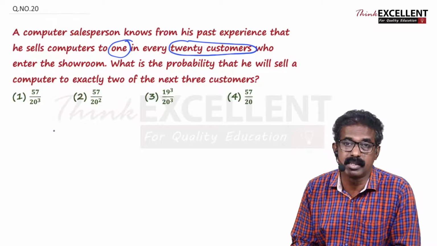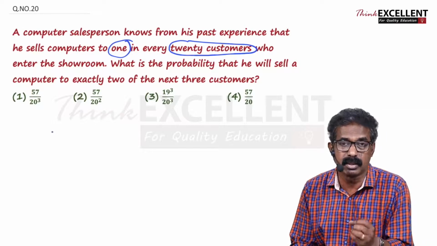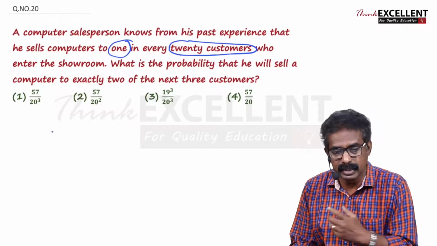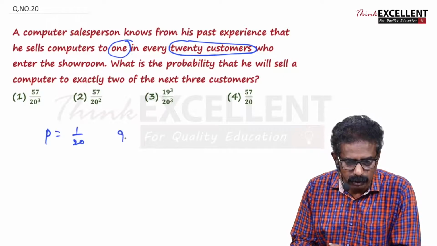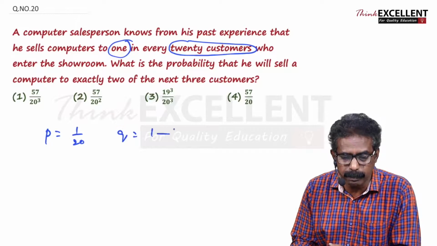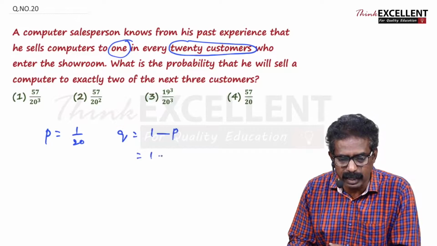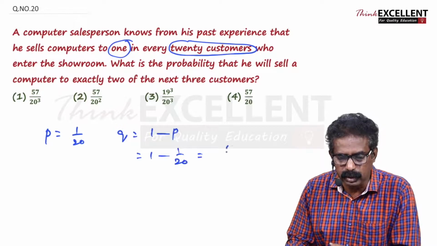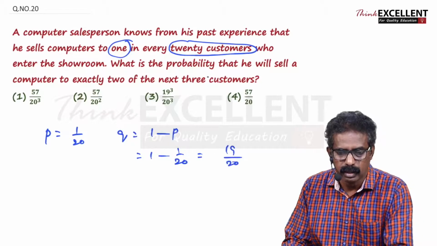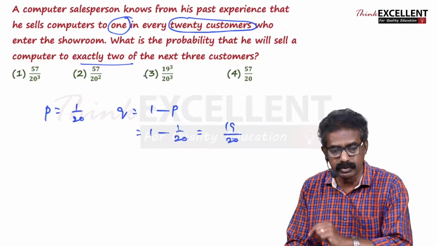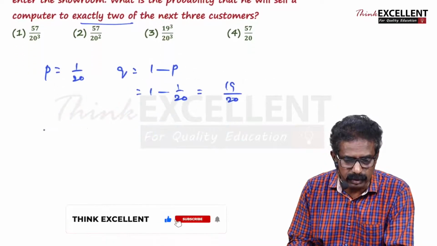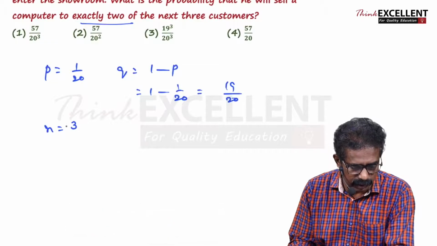So success is probability of selling a computer. So p is equal to 1 by 20. Hope you understood how. q equal to 1 minus p, so that is 1 minus 1 by 20, so 19 by 20. What is the probability that he sells a computer exactly two? Exactly two means you have to find f(2) with next 3 customers. So n is equal to 3.